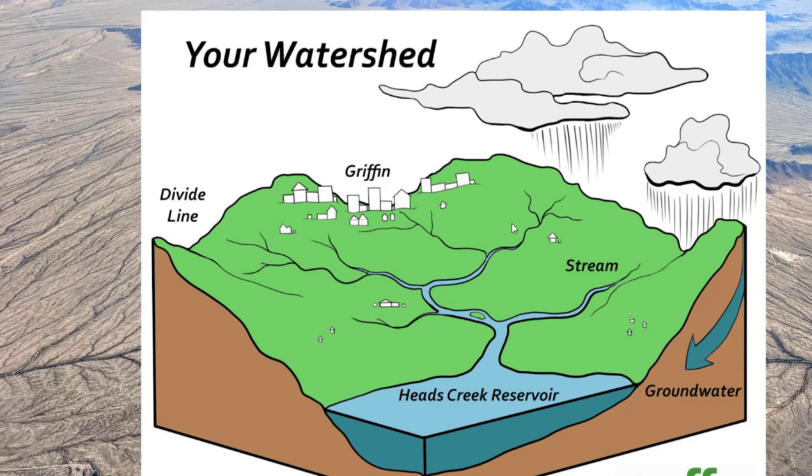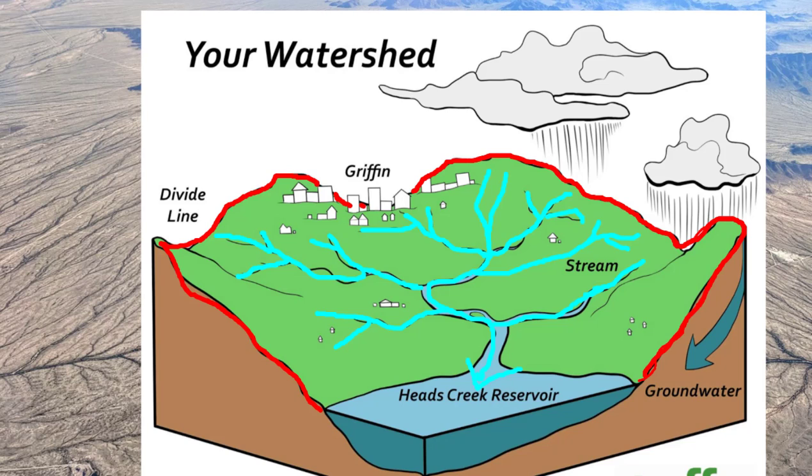So in this picture, you can see for a fictional town called Griffin, how the streams flow downhill away from the mountains and away. There are other streams on the other side of the mountain, so you can't see. But this is where the red line would be. So I went ahead and outlined it in red and blue to give you an idea of what the streams look like. They're in blue, and then the watershed boundary or the mountains that surround the watershed are in red.